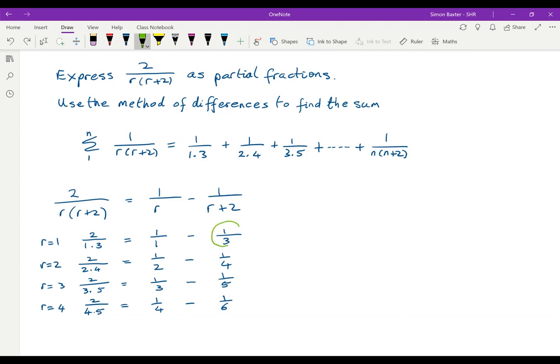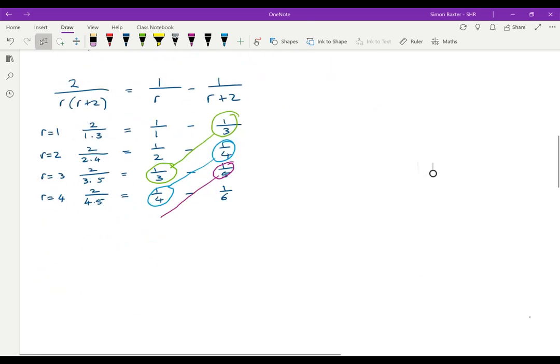So 1 over 3 minus 1 over 3 disappears with 1 over 3. Minus 1 over 4 disappears with 1 over 4. Minus 1 over 5 will disappear with the next one down, and so on. So we can see that quite a lot of this disappears, and all that we're left with at the top is 1 over 1 plus 1 over 2. Well, we need to see what happens at the end of this table.